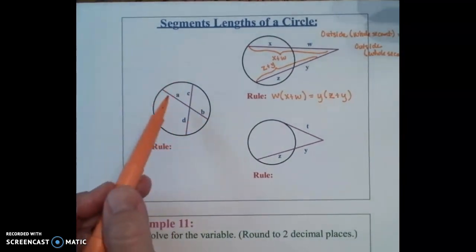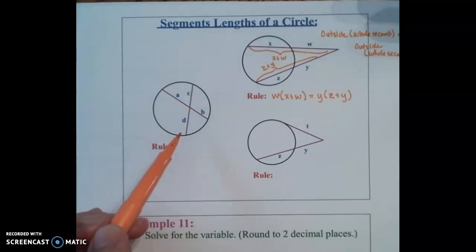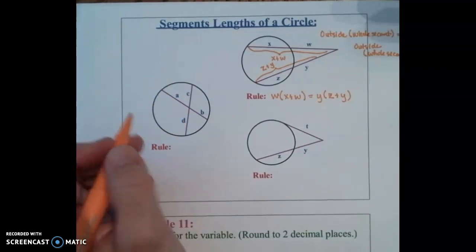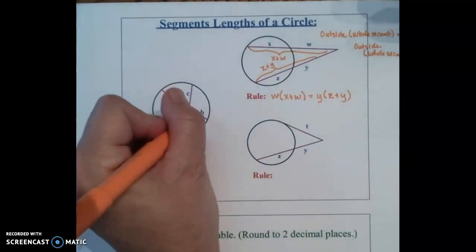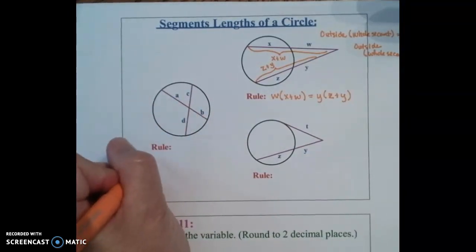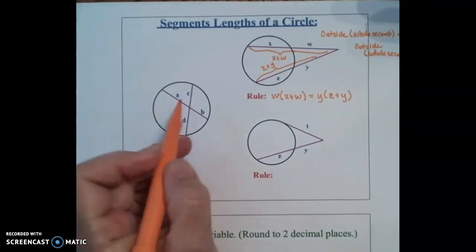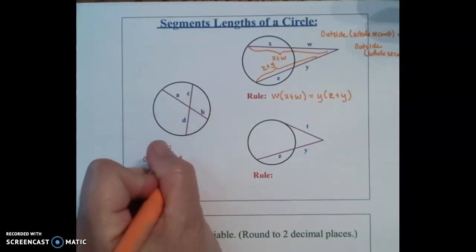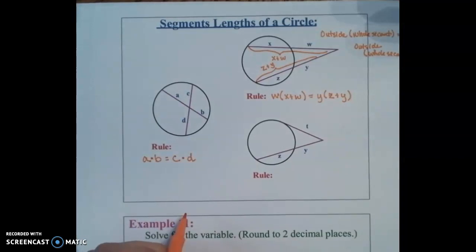Our next scenario is two secants inside of the circle. And basically this says a times b is equal to C times D. So that one's pretty easy.